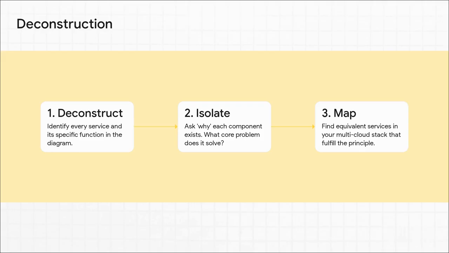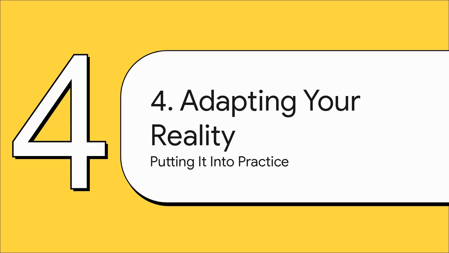You have to ask, why is this component here? Don't think, oh, that's AWS S3. No, think, okay, this is a highly available, scalable place to put files. Then finally, step 3, map that principle to your tools. If the principle is scalable object storage, great. Now you can look at Azure Blob Storage, Google Cloud Storage, or even an on-prem solution like MinIO. See the difference?